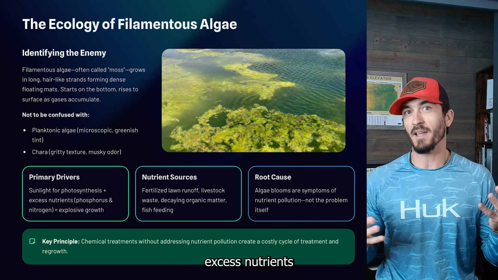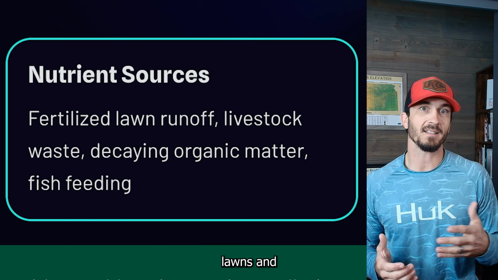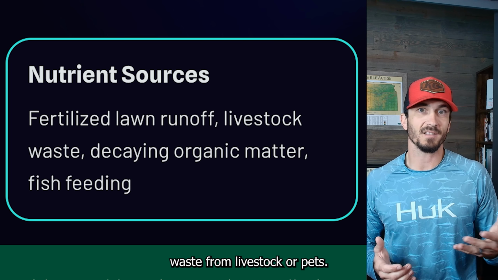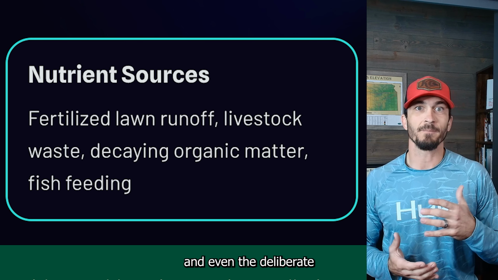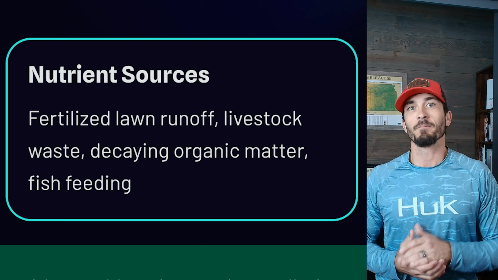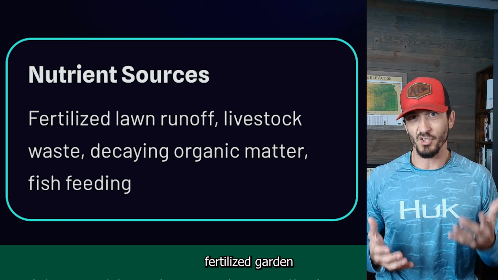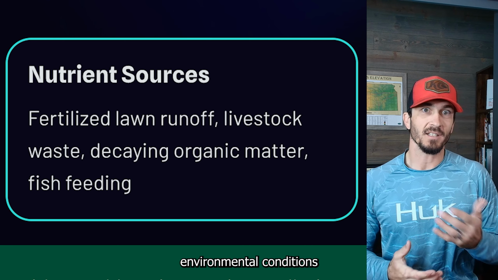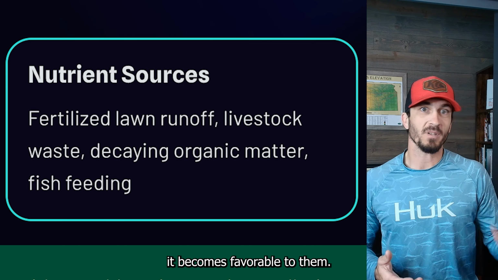Common sources of these excess nutrients include runoff from fertilized lawns and agricultural fields, waste from livestock or pets, decaying organic matter such as leaves or grass clippings, and even the deliberate feeding of fish or waterfowl. A pond with a high nutrient load is essentially a pre-fertilized garden primed for an algae bloom the moment environmental conditions, such as warm temperature and ample sunlight, become favorable to them.